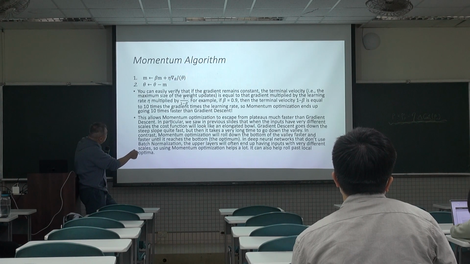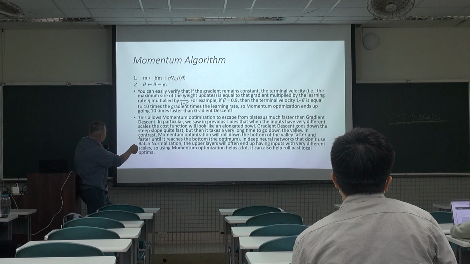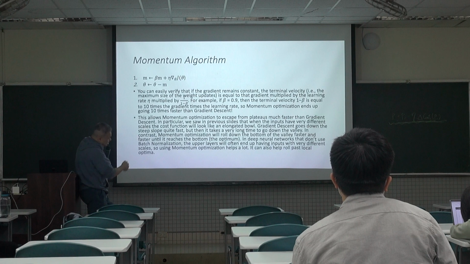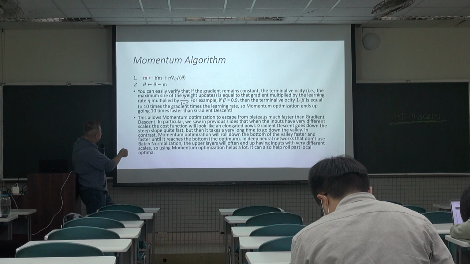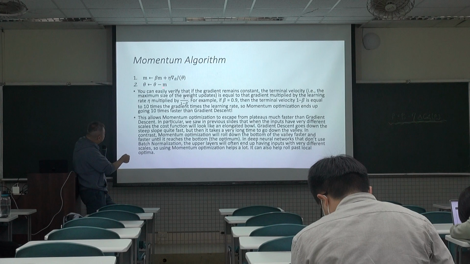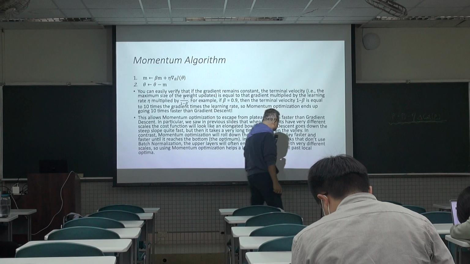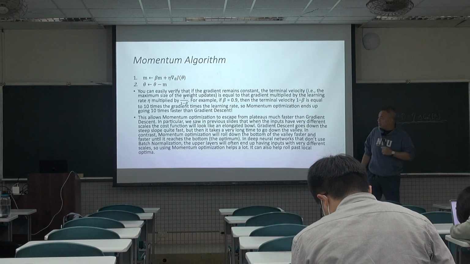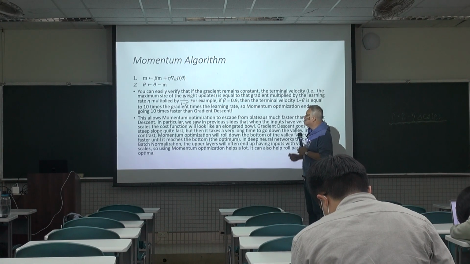So basically, this is a local gradient, and then you add this thing to the previous momentum vector, and this is the resulting momentum vector. The current location will be the previous location minus this m. So this is the momentum optimizer algorithm.